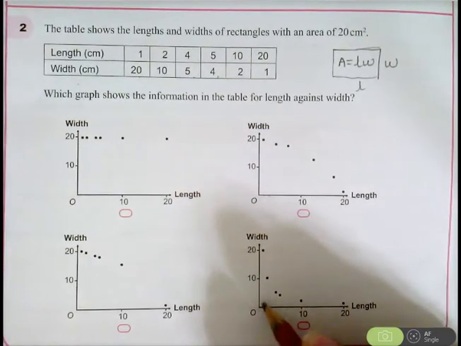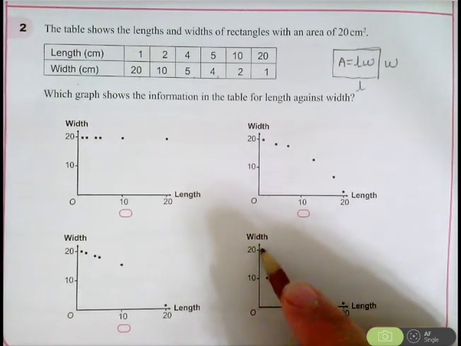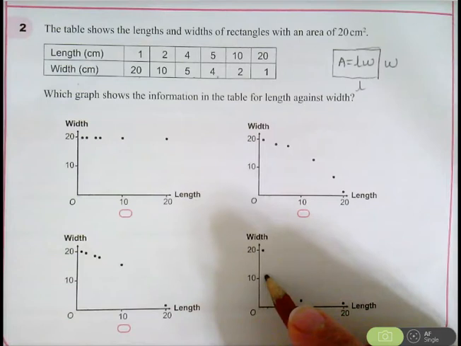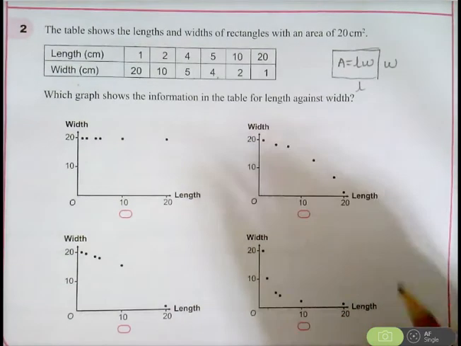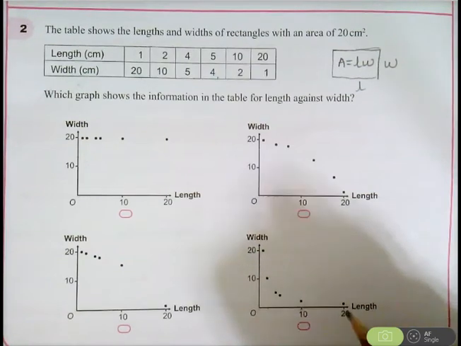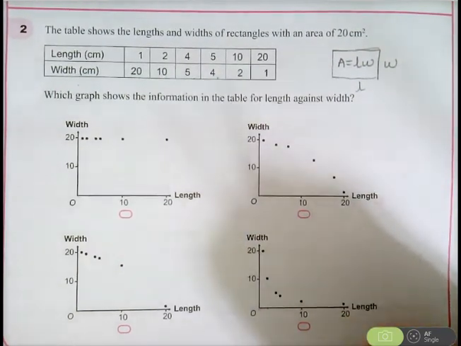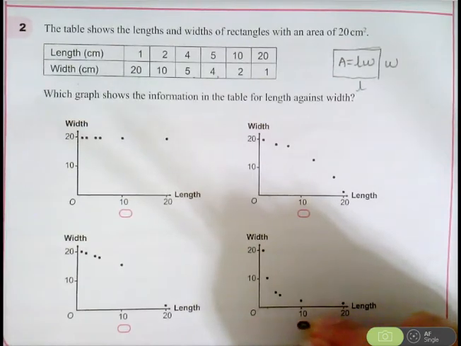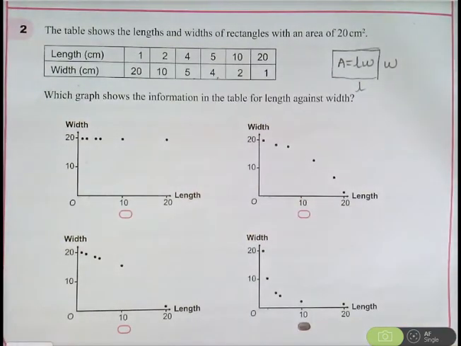I think it's this graph here. When length is 1, width is 20. When length is 2, width is 10. When length is 4, width is 5, and 5, 4. When length is 10, width is 2. Look, this looks correct. So the answer here is the fourth option, in that bottom right-hand corner.